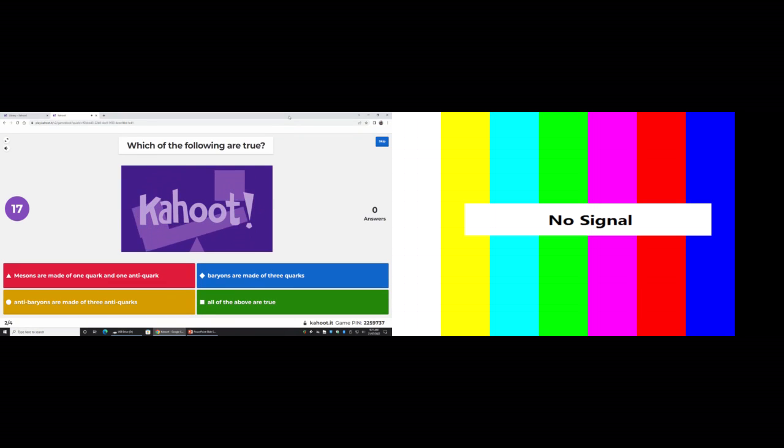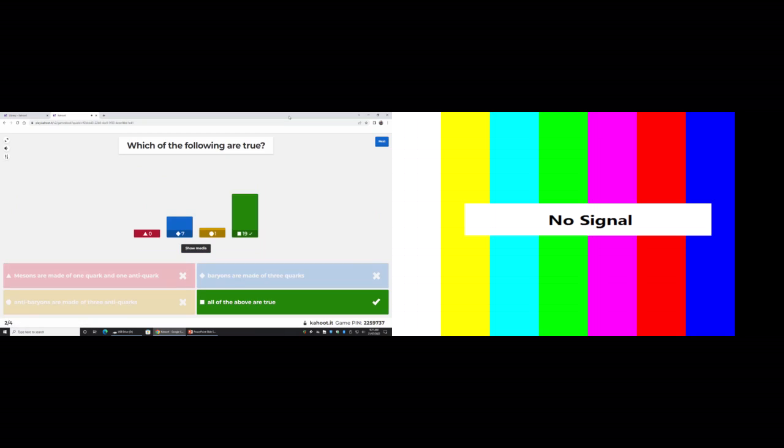Right, so we've got a couple more Kahoot questions. Let's see how we get on with those. Question number 2. Which of the following is true? Mesons are made of one quark and antiquark. Baryons are made of three quarks. Antibaryons are made of three antiquarks, or all of these are true. Yes, all of these are true. So mesons, two quarks, has to be a quark and an antiquark. Baryons, three quarks.